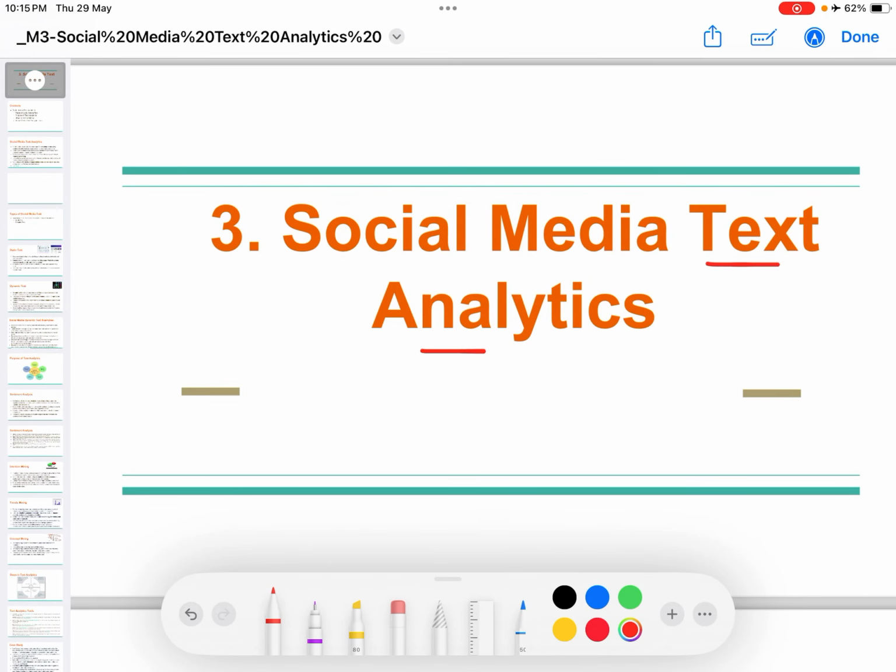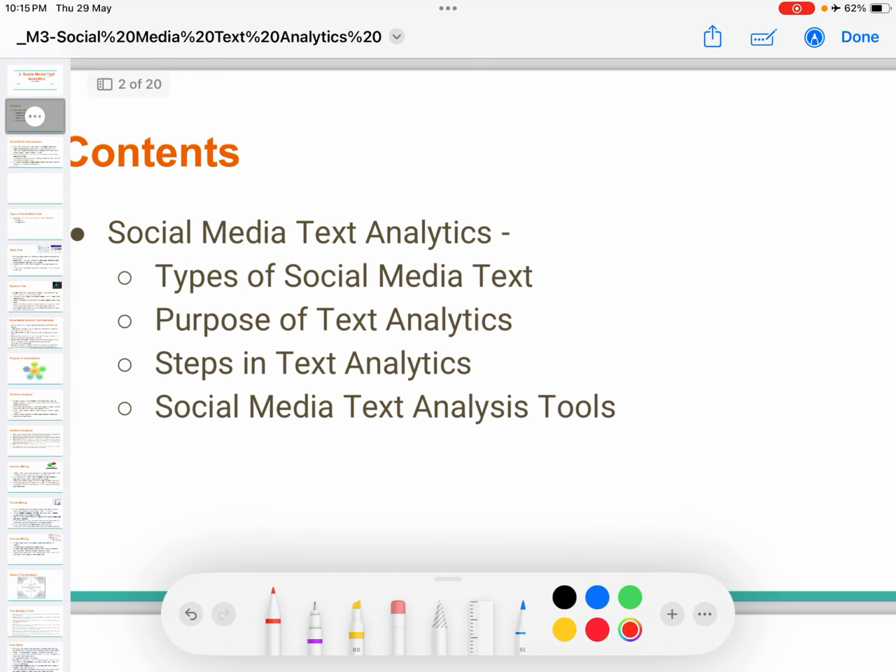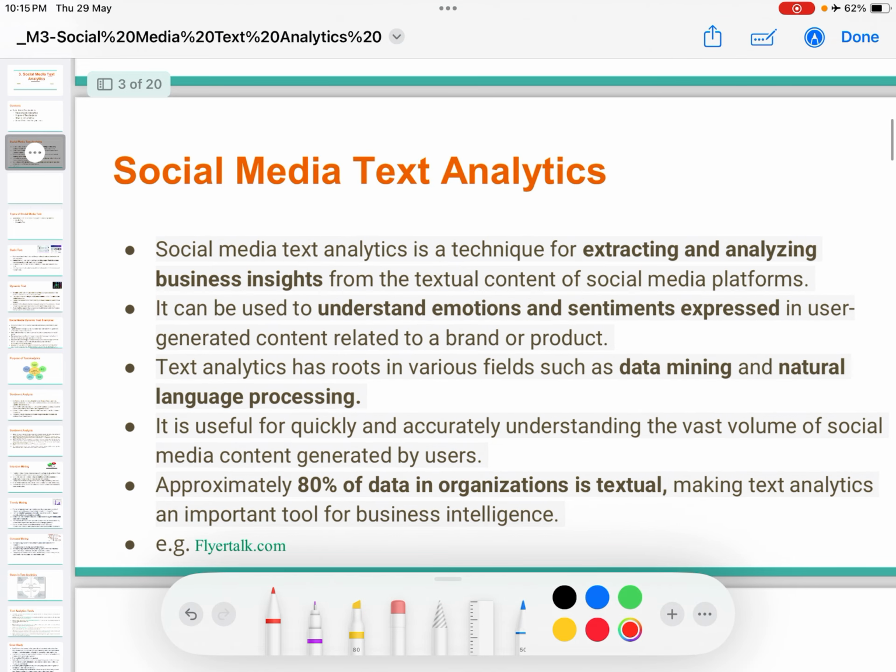Social media text analytics. So what is social media text analytics? Social media text analytics is a technique for extracting and analyzing business insights from textual content of social media platforms.